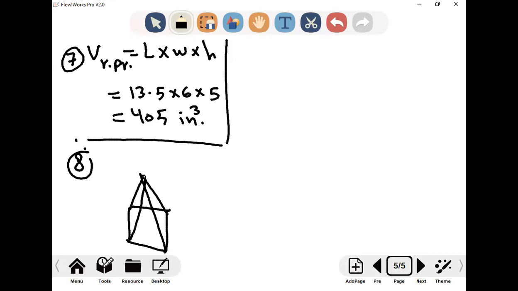And the dimensions are 4.2 and 4.2. Here 4.2 and here 4.2. And here the height, how much? 5 inches, right? But they want us to find, I mean, why the volume, not the surface area?